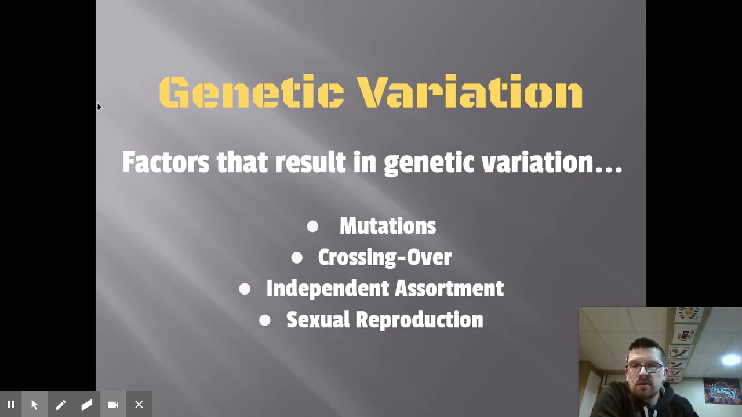Okay. Hello, everybody. Today we're going to be talking about genetic variation, which is a topic that we've discussed somewhat a lot already, but we're going to go into some detail here about the causes or factors that result in genetic variation. You can see them listed here. We're just going to briefly talk about them in this presentation, then we'll talk about them in more detail as the unit unfolds. You can see here mutations, crossing over, independent assortment, and sexual reproduction are the methods we're going to be discussing here.